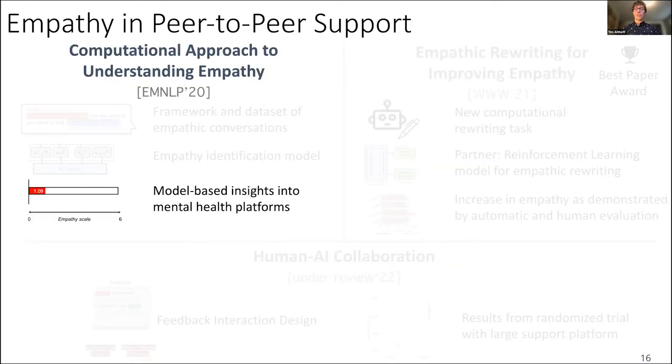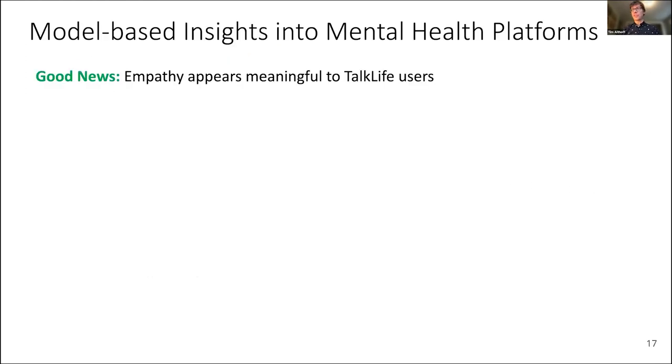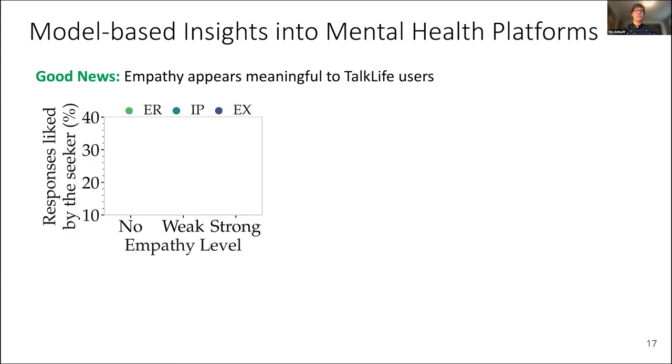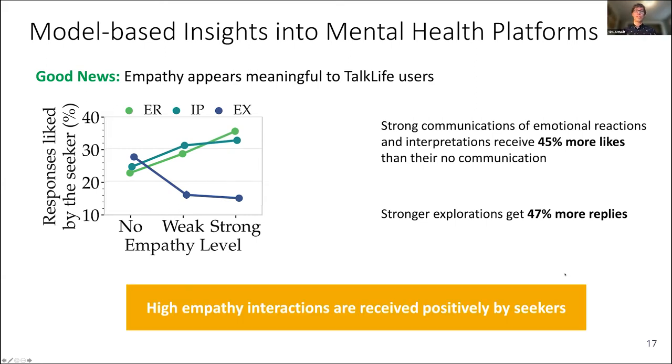So now what can we learn when we apply this to a large mental health platform? Talk Life is the largest peer-to-peer support platform online. And I'll first show you some good news. The good news is that empathy, when it does happen, is really meaningful to Talk Life users. For instance, if there are higher emotional reactions or interpretations, you will see a higher likelihood of that post being liked. You also see that if it's a strong exploration, there are maybe fewer likes, but you actually get a lot more replies. So these really start conversations and keep conversations going.